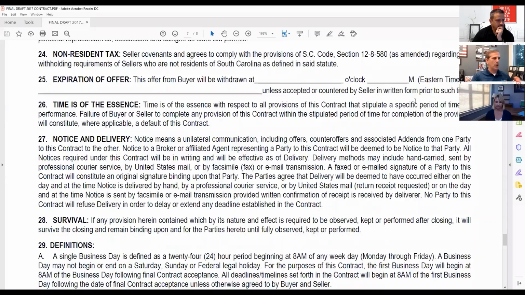Expiration, this is the time the offer is withdrawn. This has been completely ignored recently. People submit this with a drop dead date and time. Some sellers aren't even looking at it at that time and responding later. So you need to try to enforce your expiration offer.